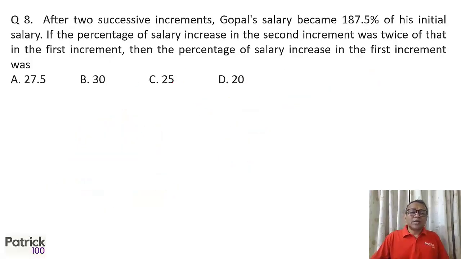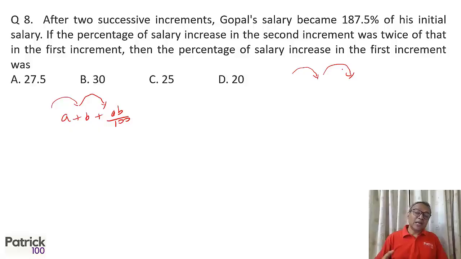Two successive increments. Now again, there is one formula which is used quite a bit. When you do successive percentage increases, the overall increase is A plus B plus AB upon 100. You can use that when the increment is A% in the first case and B% in the second case. This can also be used when the population is growing by A% in the first place and B% in the second place. It can be used for interest.